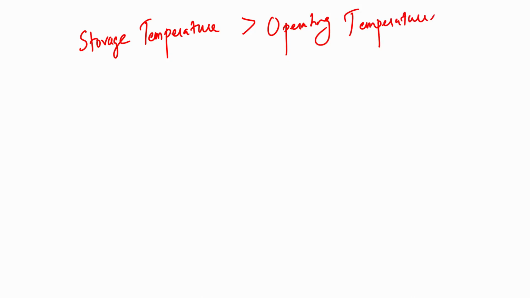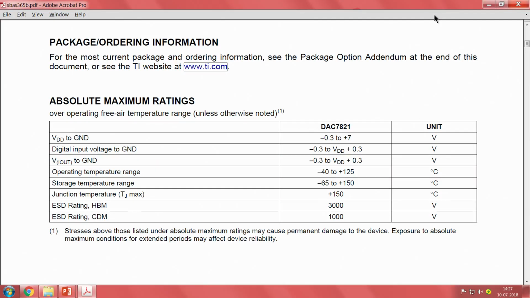Okay. So, most of the ICs will be designed like this. You can open and check any data sheet if you want, it will be like this, storage temperature will be higher than the operating temperature. Okay. So, that is storage temperature. So, junction temperature, that is plus 150.